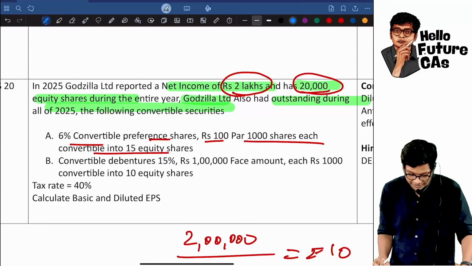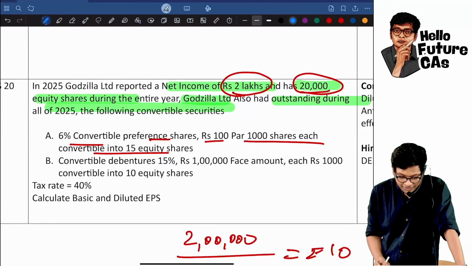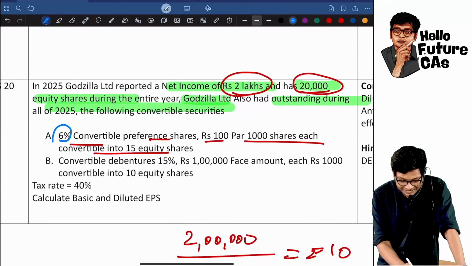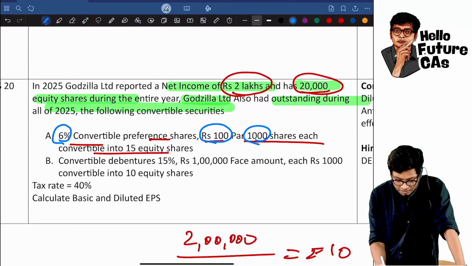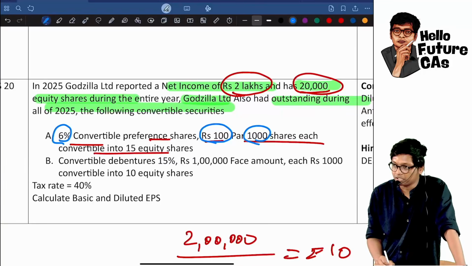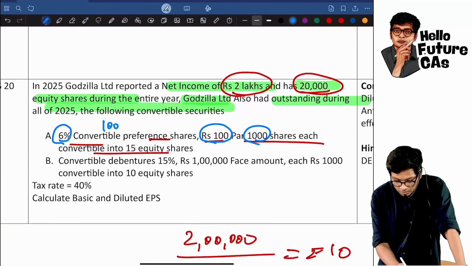What is he trying to say, guys? First, find out the value of preference shares. 6% preference shares of 100 each. 1000 shares are there totally in preference shares, correct? So it is going to be 1000 into 100. How much? 10 lakhs, no, or 1 lakh?